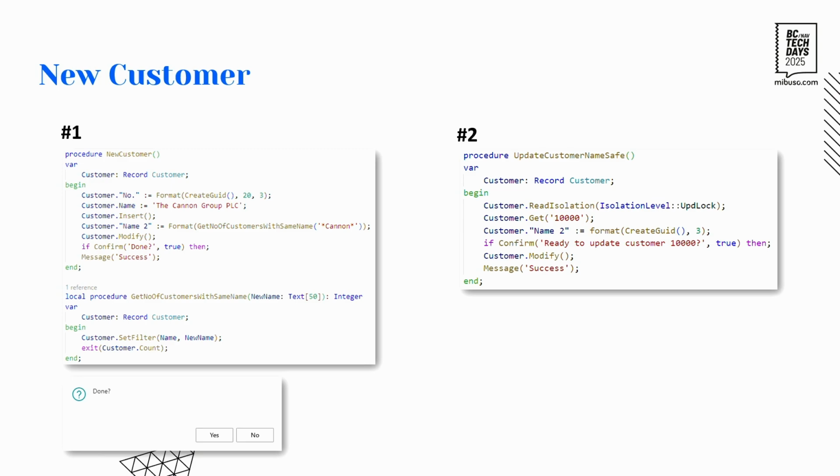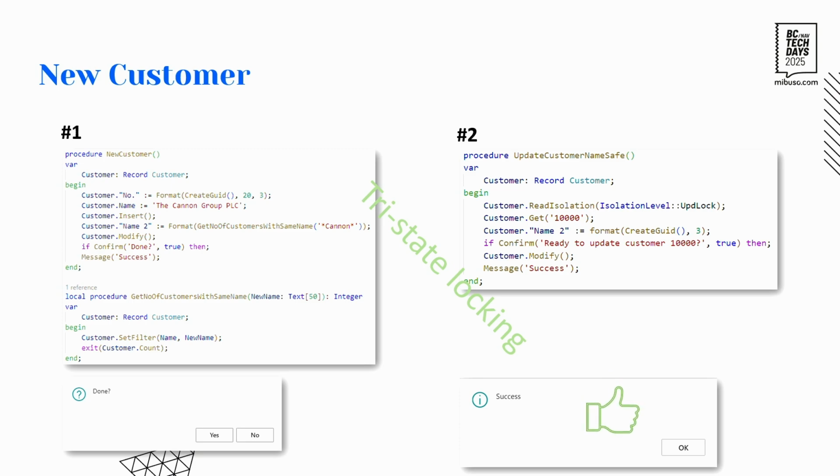So this one, set filter and count, the count would actually lock all the Canon records. But we don't. And that's actually the new improvements we made for maybe it was 25, I think, was the tri-state locking, and also the calc sums and count and so on are not locking. So that's a good thing.